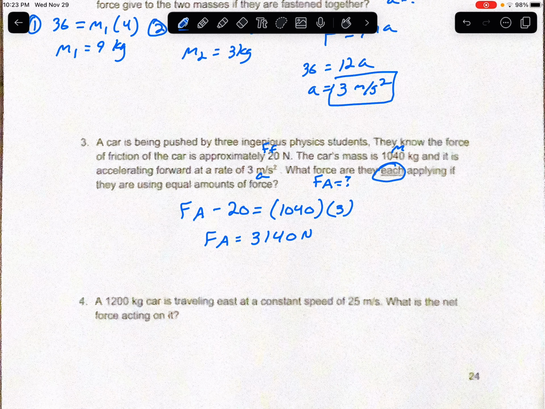Now, that's not my answer. That is the total applied force, but I want to know the applied force from each of those 3 students. So we're going to divide that by 3, and that means each student is pushing with 1,046.67 newtons.